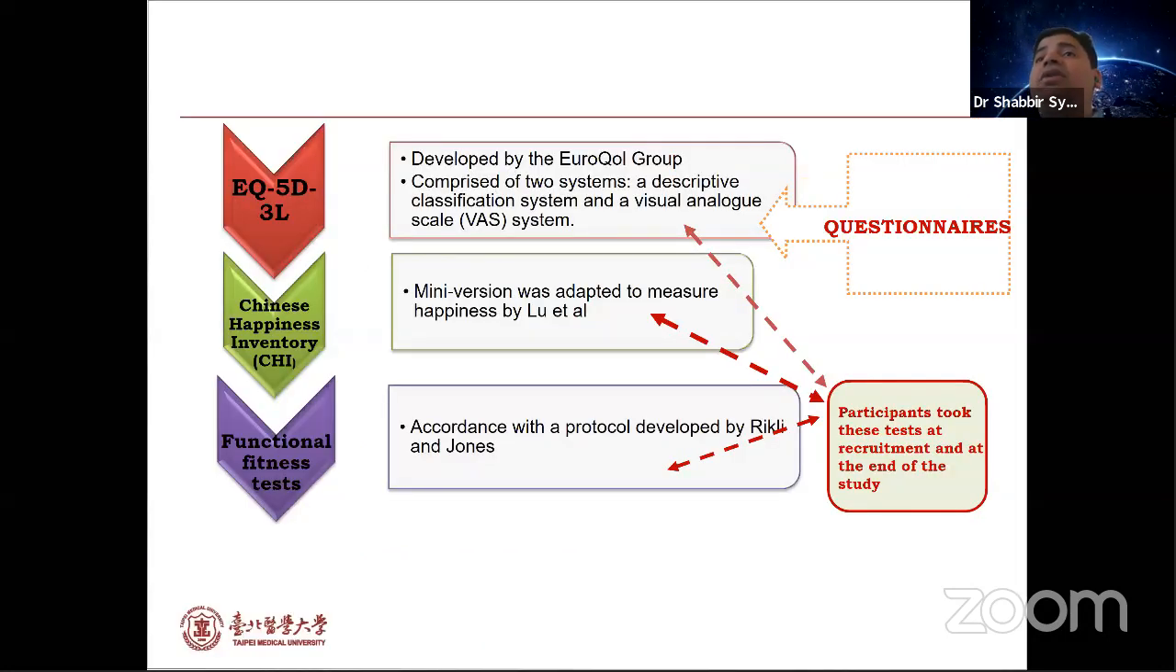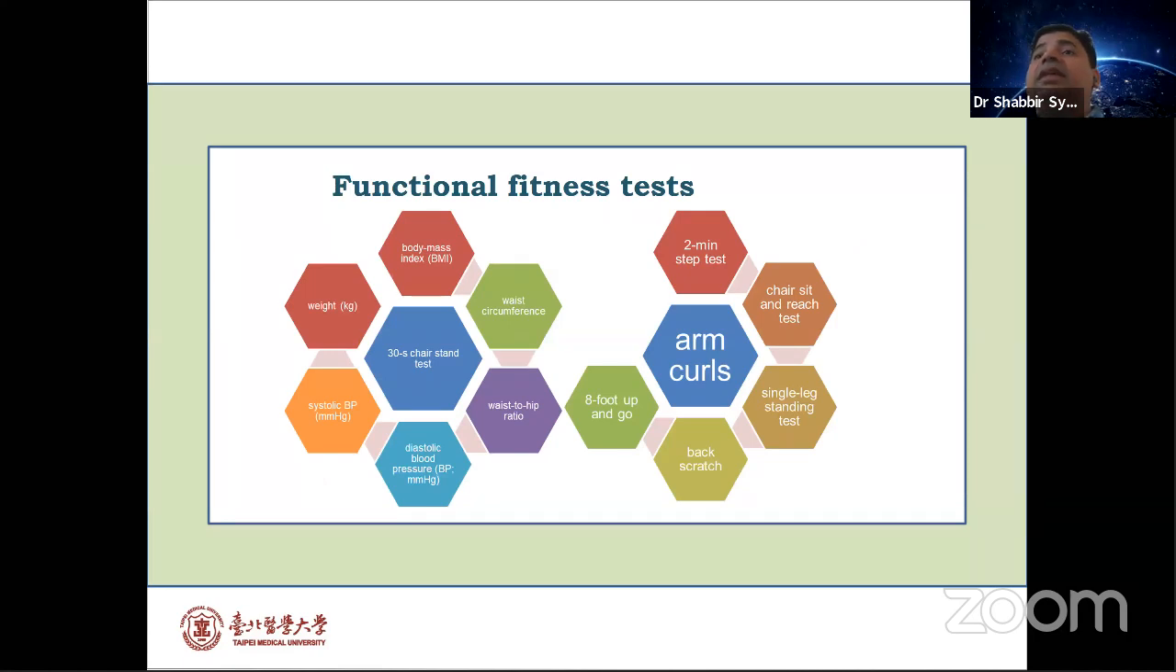So as I told, we need to have the questionnaire for the quality of life. And then we have a mini version adapted to measure happiness. These things we took from published articles, and then according to the protocol developed by this, we recruited and we did the test. And these are the functional tests we did, where we see weight, height, systolic blood pressure, 30-second chair stand test.